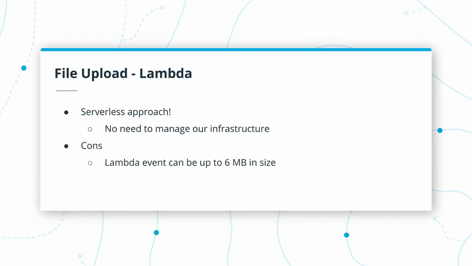The problem is that Lambda events can only contain up to 6 megabytes in size. And what if we want to implement an image sharing application that allows sharing large files? Or what if you just want to allow your users to upload large files? Well, in this case, this won't work. And the second problem is that we need to pay for Lambda invocation time. So while a file is being copied from an event to S3, we need to pay for this Lambda execution time.